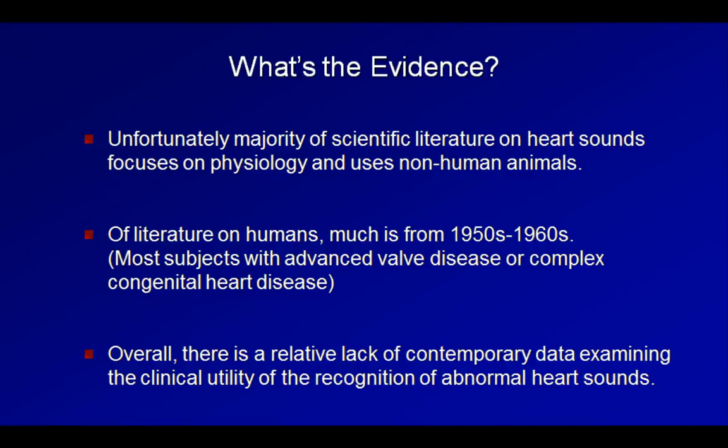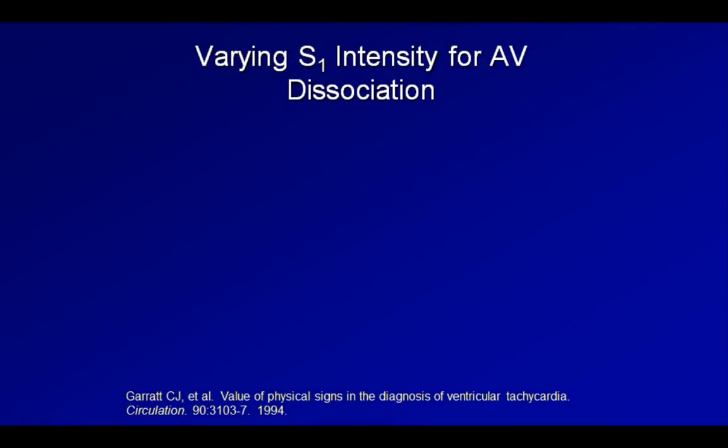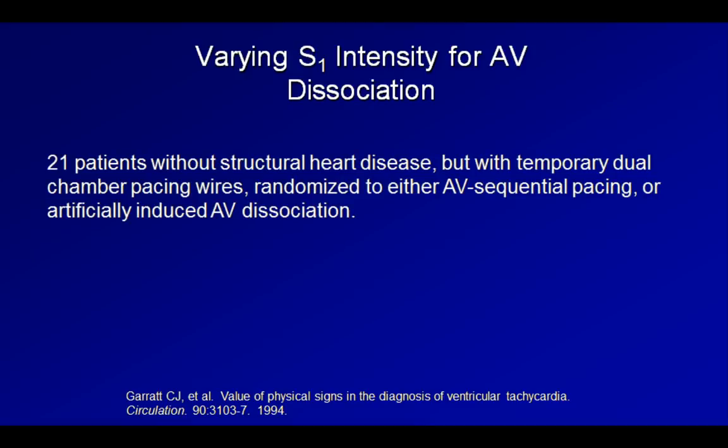The first question I will address is how accurate an S1 of variable intensity is at detecting AV dissociation. This was investigated by one paper back in 1994. The study protocol was a bit complicated, but in summary, 21 patients who lacked significant structural heart disease, but who had temporary dual-chamber pacing in the context of an EP procedure, were randomized to either having standard AV sequential pacing or having AV dissociation artificially induced. Each was then examined by multiple clinicians for several physical exam findings, including a variable intensity of S1.